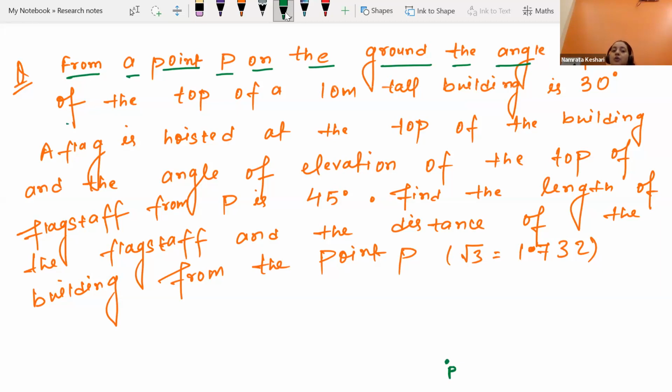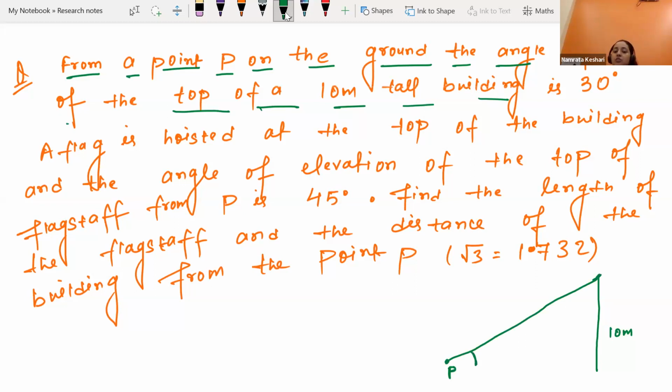Angle of elevation of the top of a 10-meter tall building. Okay, so there is a 10-meter tall building. An angle of elevation from P to the top of this 10-meter tall building is 30 degrees.